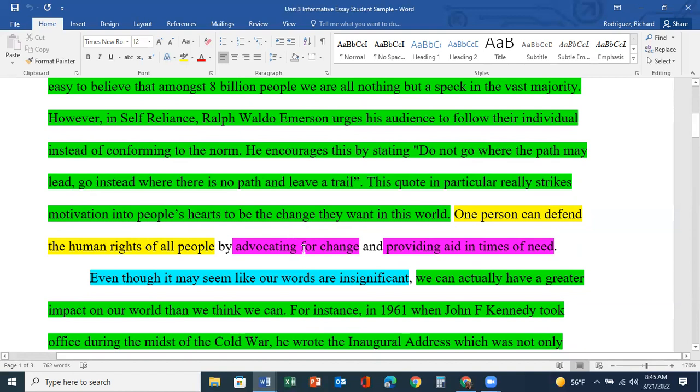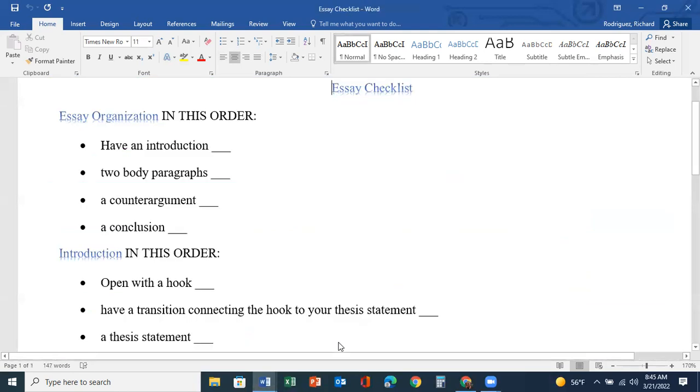Now this purple, advocating for change and providing aid in times of need, this indicates this is going to be the focus of our conversation in the form of body paragraph number 1 and then body paragraph number 2. So when we look at our essay checkoff list, as a teacher, as we grade, we can say, okay, I see that we have a hook, we have some background information, and we have the thesis statement. Check.